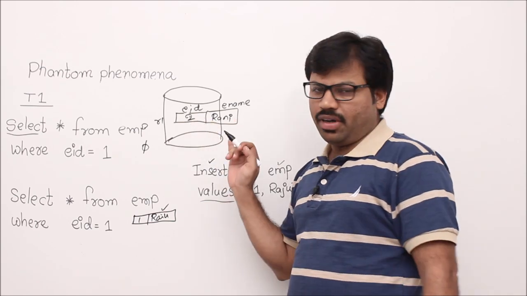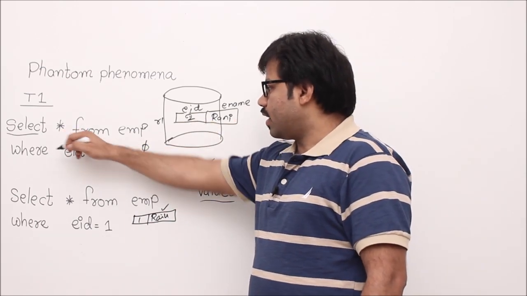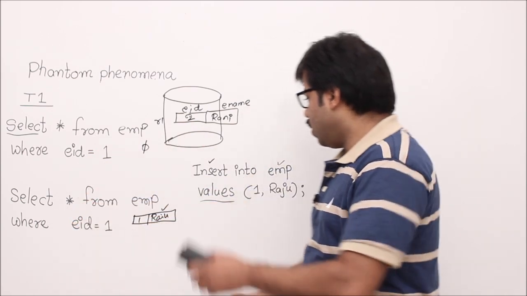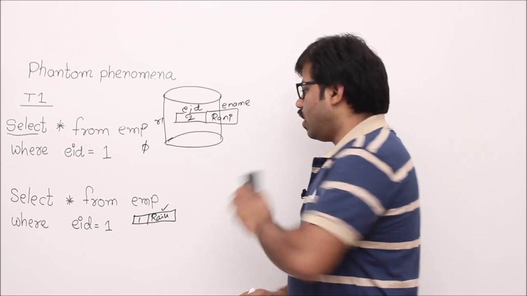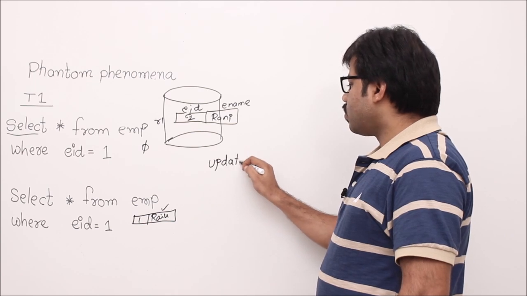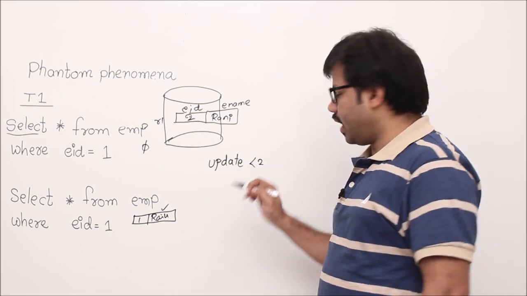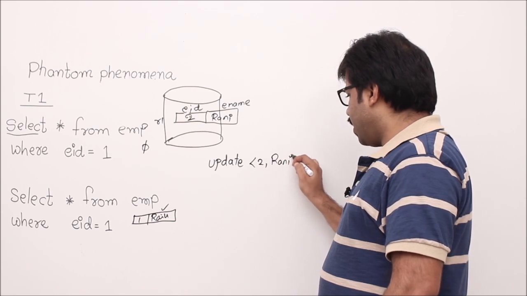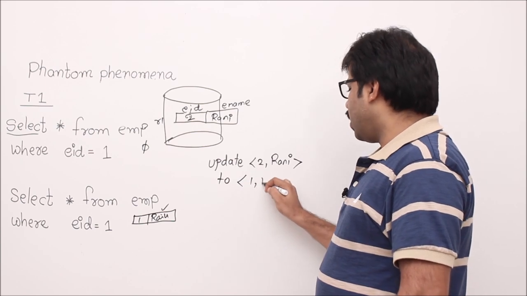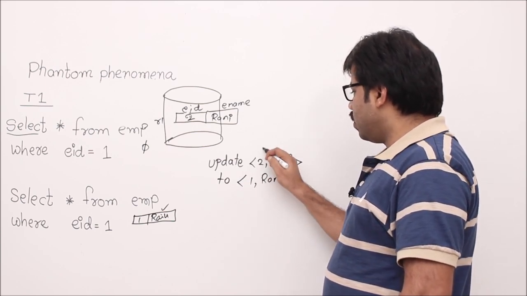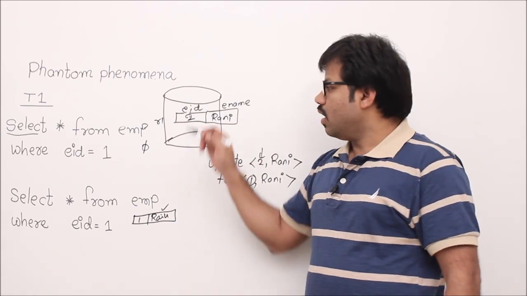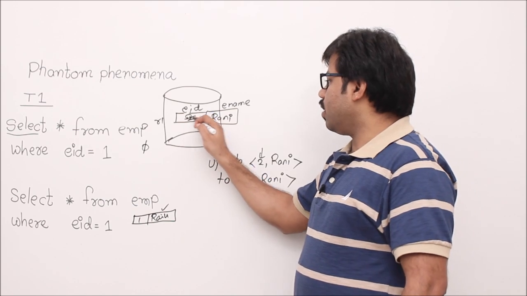You have 2 comma Rani tuple, and first time when you do select star from EMP where employee ID 1, nothing will be printed. Second time before this one, this is not insertion. So unrepeatable read problem is about updation. Example, if I update 2 comma, I am not writing the proper syntax, but just giving the rough idea. So let's say update 2 comma Rani to, let's say, 1 comma Rani. That means I am updating this 2 to 1. We know that sometimes we update the tuples, correct? Then this will become 1.